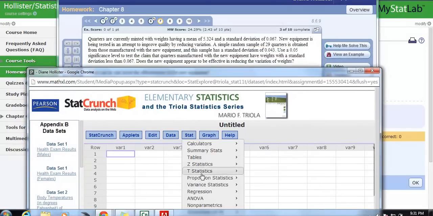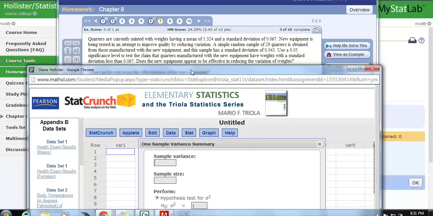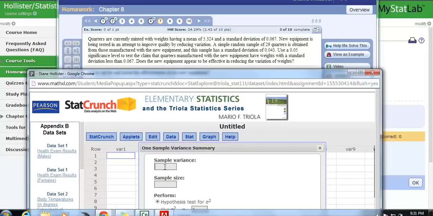So you're going to click on Statistics, Variance Statistics, and we're going to go ahead and enter our information. Just like you did in Chapter 7, you need to keep in mind that this is asking for sample variance, not sample standard deviation. This particular problem, your sample standard deviation is 0.043. So you're going to square that, and in this box you're going to enter 0.001849. Our sample size was 29 quarters.